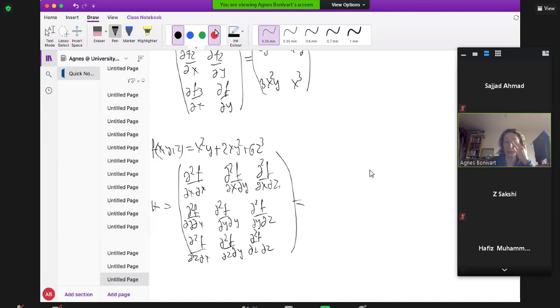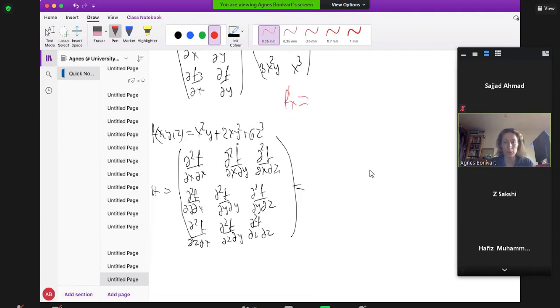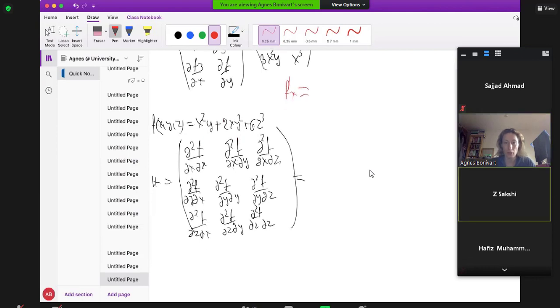The easiest approach is to first calculate the first derivative with respect to x, y, z. So what is the derivative with respect to x going to be? 2xy plus 2y squared, plus 0 for this part. With respect to y? x squared plus 4xy.